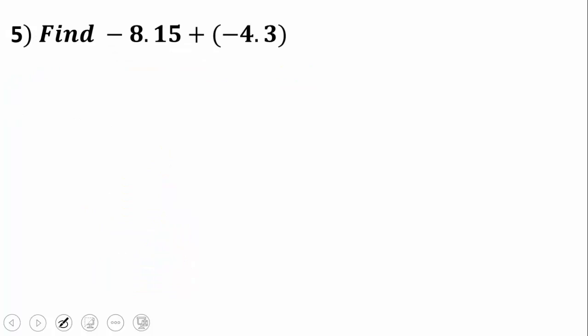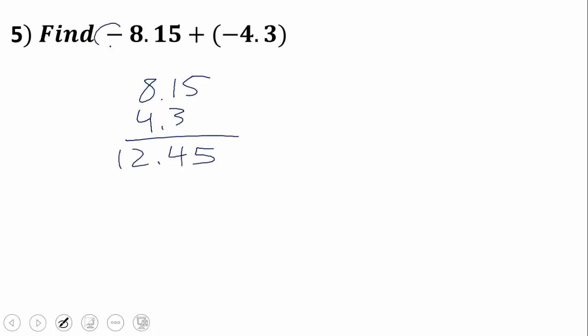Moving right along, -8.15 plus the -4.3. So I recognize that I'm adding with the same sign again. So 8.15 and 4.3. I bring down the 5, that's a 4, and this gives me 12. Bring down the decimal, and of course I keep the common sign, which is negative.